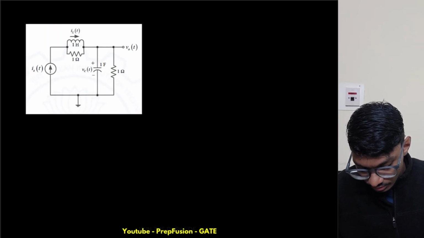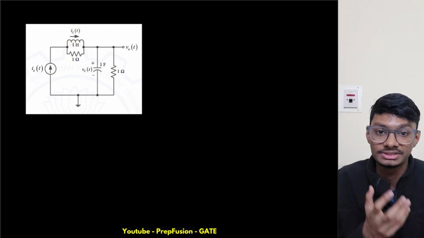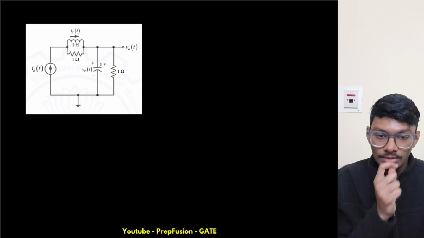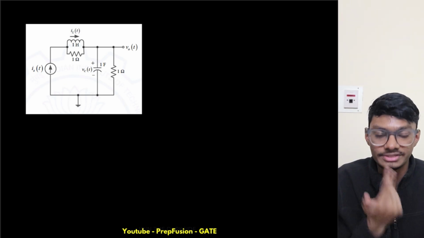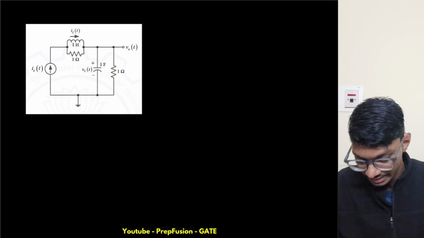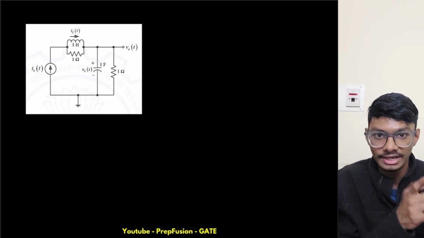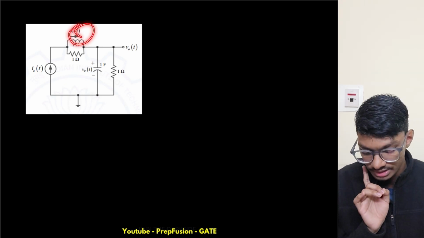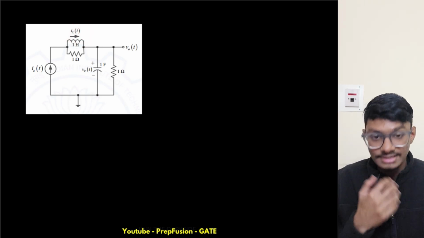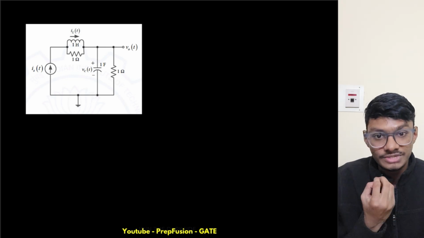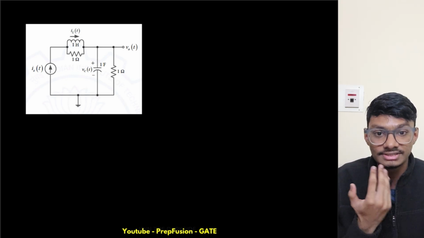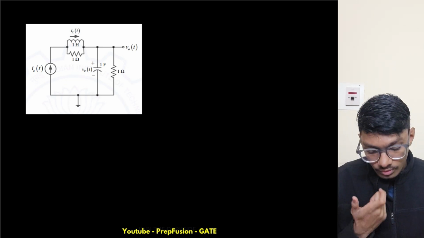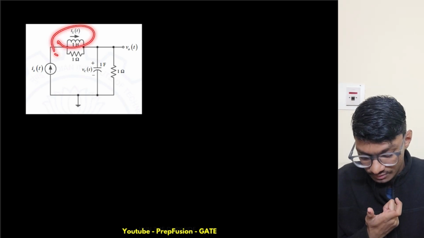Whenever you have to write the state space representation for an inductor, obviously you write it in terms of IL itself. Why? Because VL equals L dIL by dt, so it is in the differentiation format. That's why IL is chosen as the state variable, as it decides the change in the behavior of the inductor, the change in the state. So now how to write the state space representation for this inductor?